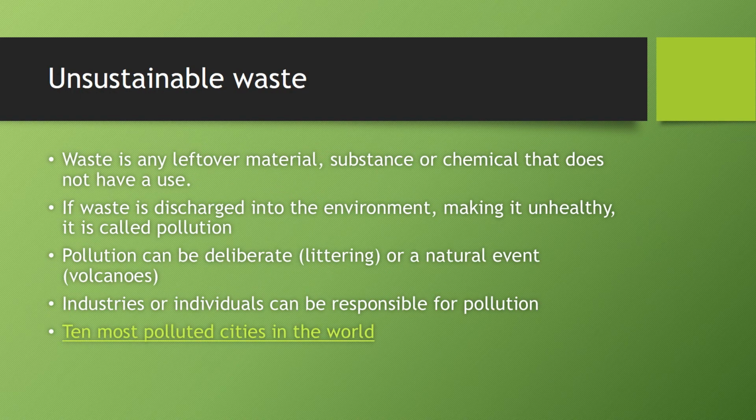So waste is another huge issue in our environment. And the definition of waste is any leftover material, substance or chemical that doesn't actually have a use. So when that waste goes into the environment, it makes the environment unhealthy. It's called pollution, and it affects plants and animals and the water. So pollution can be deliberate, so people just littering and dropping their rubbish around, or it can also occur through a natural event like a volcano. A lot of times industries are responsible for causing pollution, and we'll have a look in class at some of the polluted cities in the world.